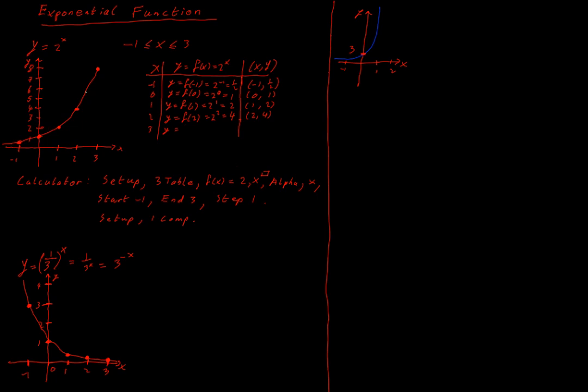There's a few things that immediately jump out at me about this function. It's always rising, and I can see that it's getting steeper as the x values get bigger. So I'm rising faster and faster as the x values get bigger. I can also see that the x-axis looks like it's going to be an asymptote to the function. So this line is going to keep getting closer and closer to the x-axis but never touch it. So those things jump out at me about my graph.